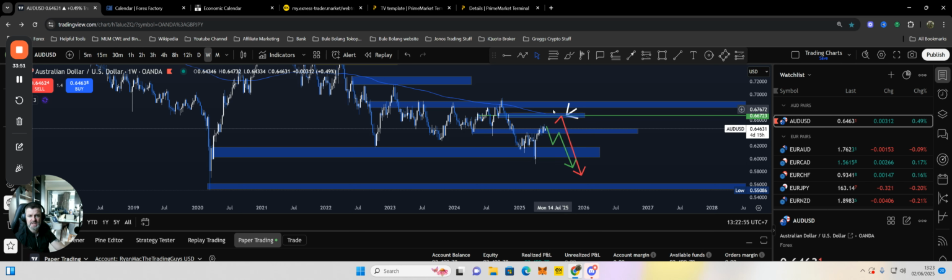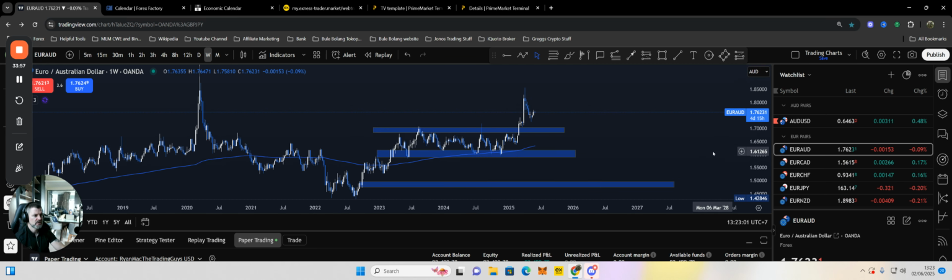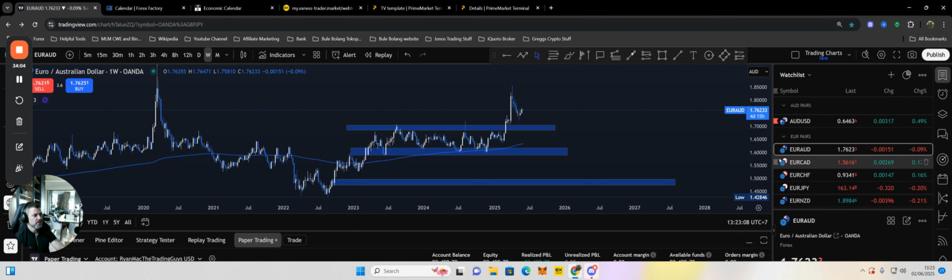Anything outside of this, I don't touch it. I don't get FOMO because I don't touch anything outside those blocks. That's pretty weak. Again, I wouldn't be touching that. Two dog pairs. Euro AUD.